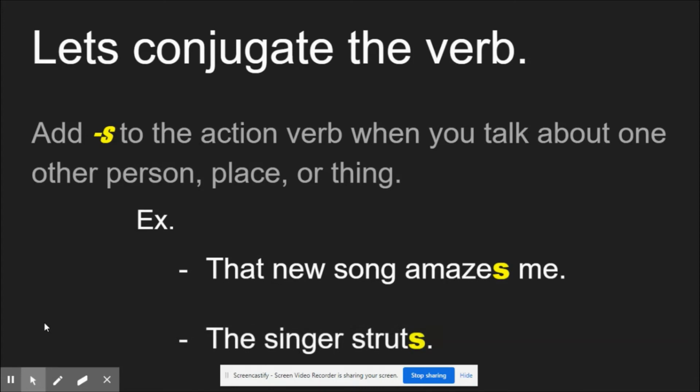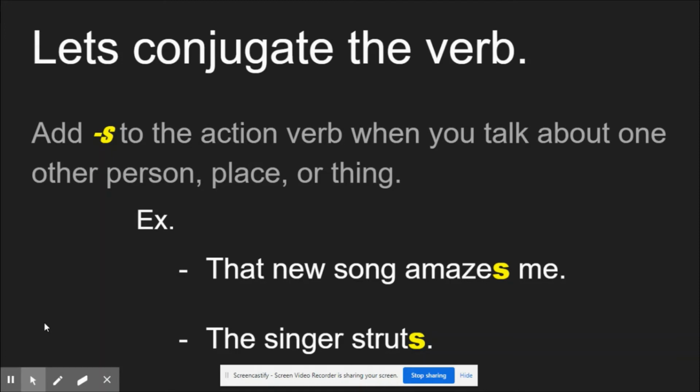That new song amazes me. So what is the sentence about? Correct, the new song. And what does it do? Amazes me. So singular subject, one song, singular verb, amazes, needs an s, right? So the subject and the verb agreed with each other in this sentence.